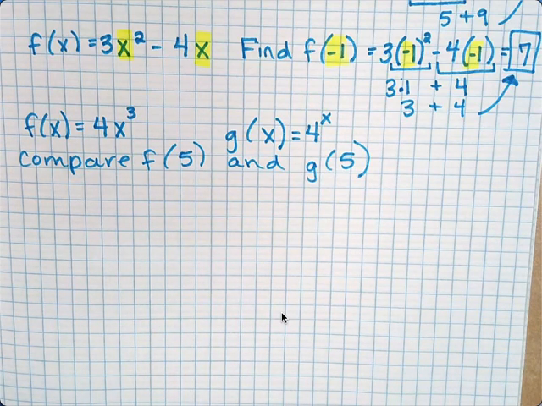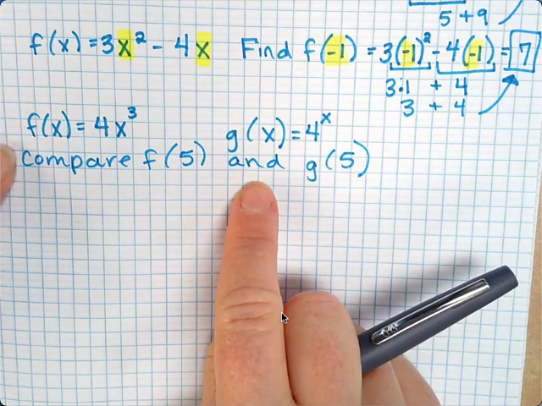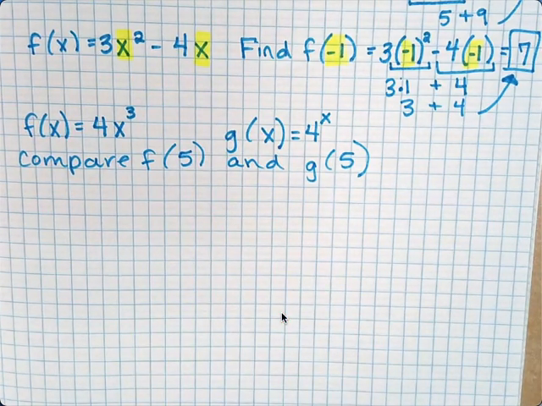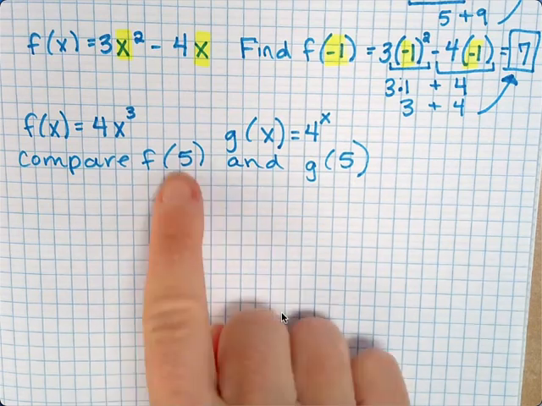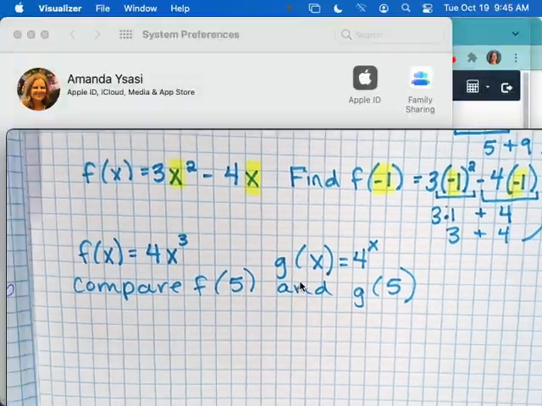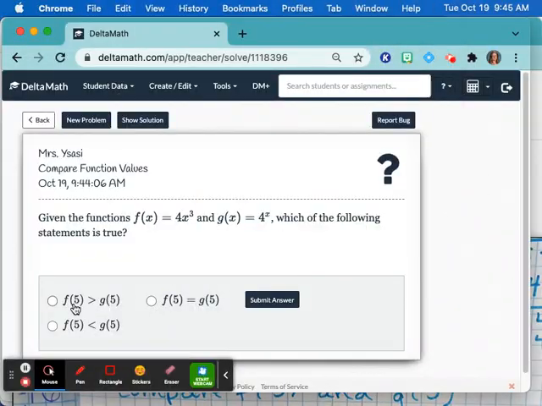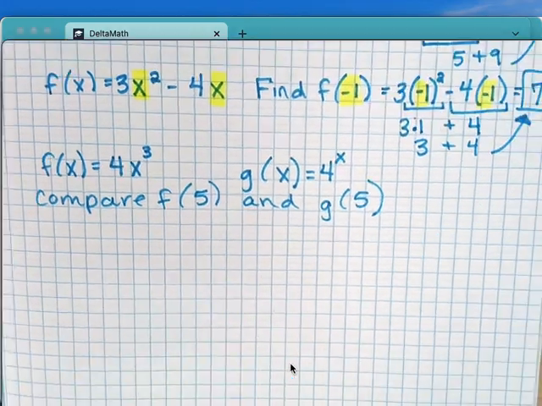So first off, make sure you have it written down. I thought it was f of x is 4x to the third power. Why did you get 5? Where did the 5s come from? See how it says f of 5, g of 5? Oh, yes, ma'am. You're comparing them. I can do that.